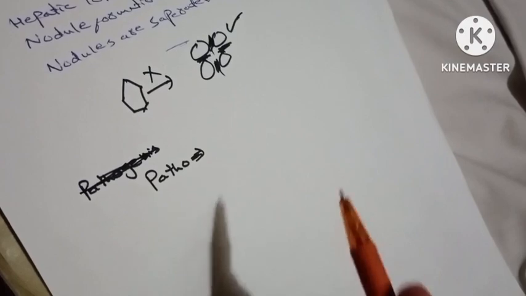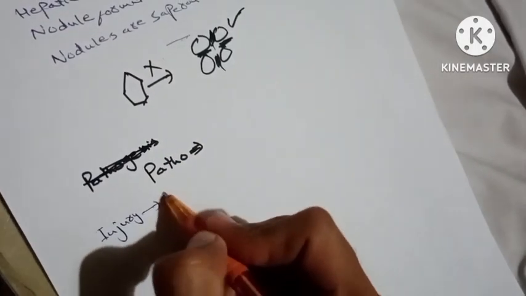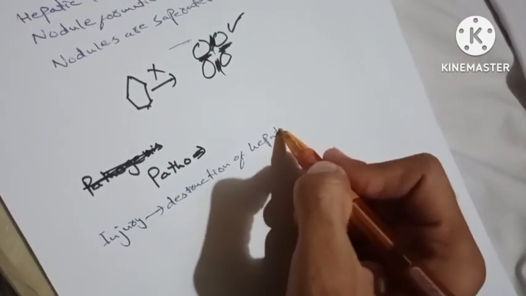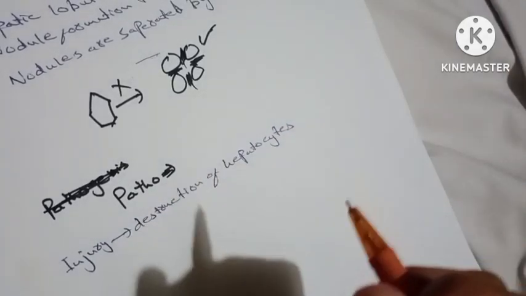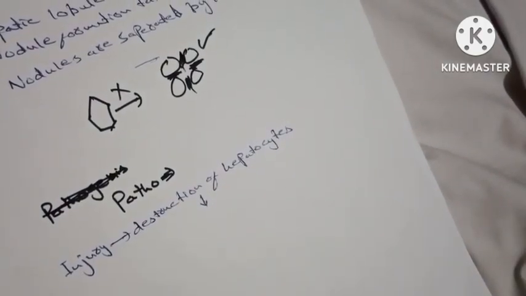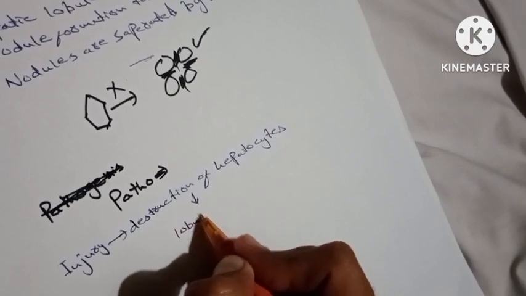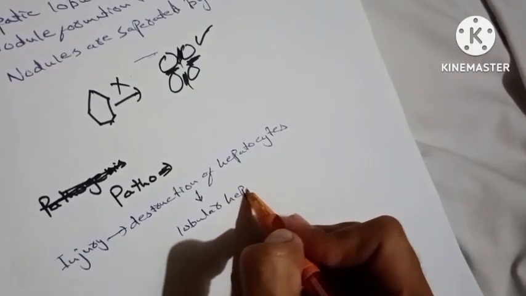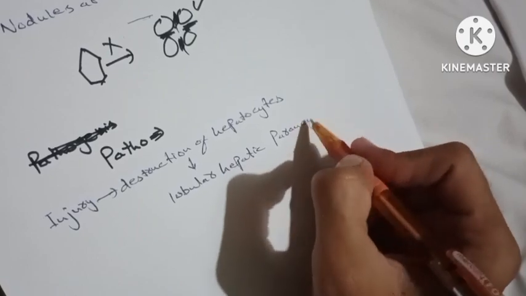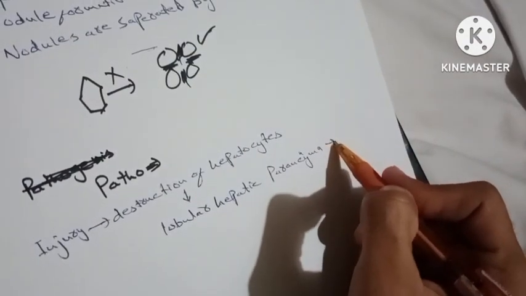Okay, let's discuss the pathogenesis of the cirrhosis of the liver. Primarily, any injury occurs which causes the destruction of hepatocytes. Then due to the destruction of hepatocytes, the normal lobular hepatic parenchyma gets collapsed.